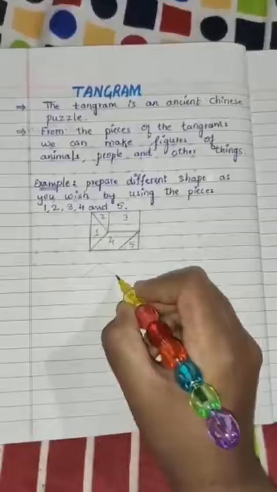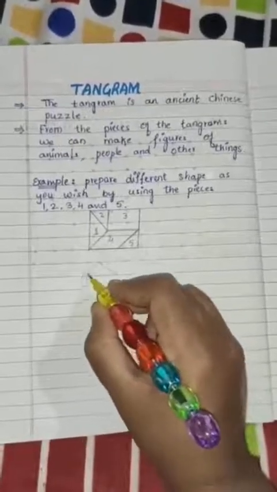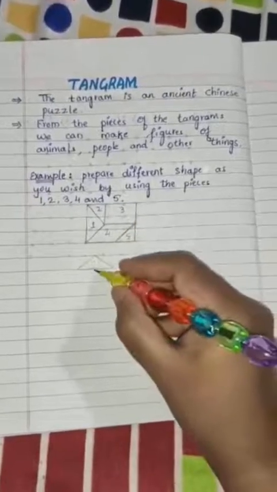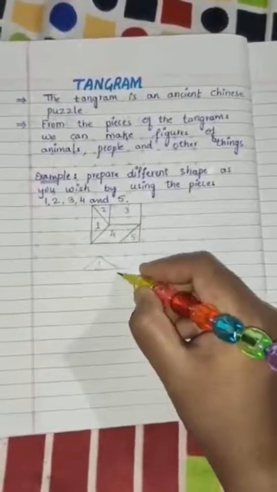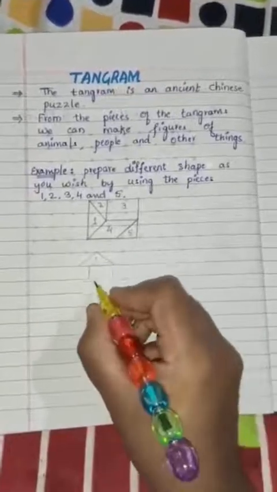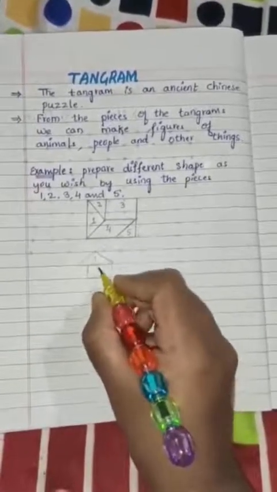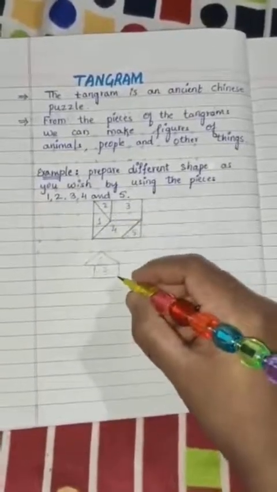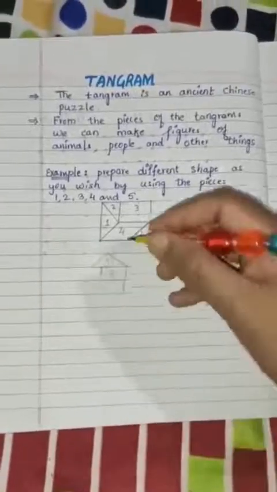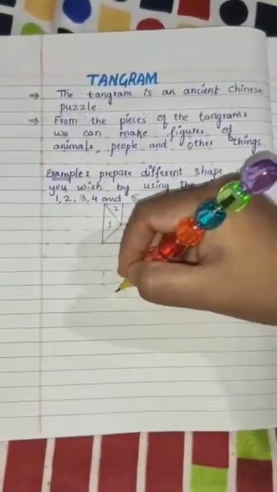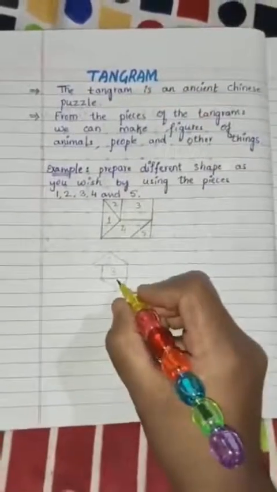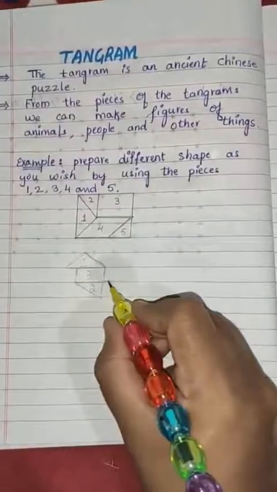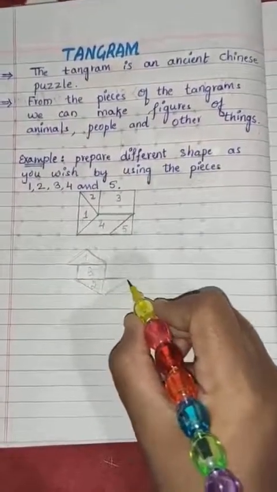Here, can you see? This is the first one. Okay, next I will take the third one. This one I will take here. Third one. Next I will take the second one. This is the second one, right? Now I will take this fifth piece and I will put it like this.